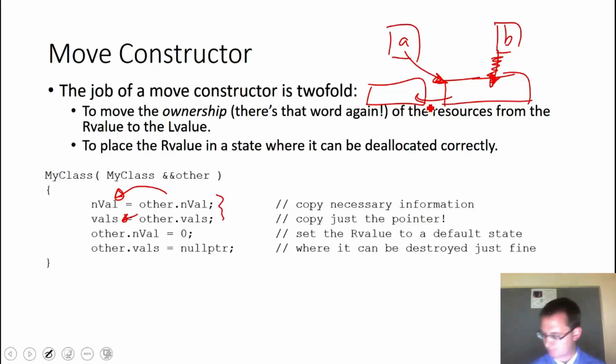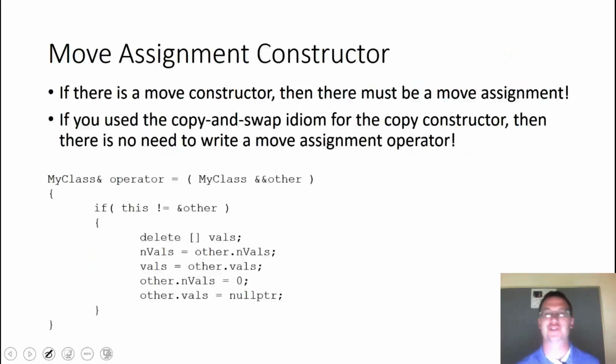And so that's the first job. The first two lines are the first job, and then the second two here set the other one to a default state where it can be deallocated properly by the destructor, I should say.